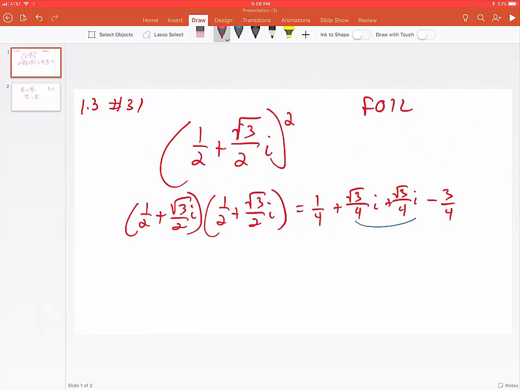And so this middle term then becomes square root of 3 over 2i, and 1/4 minus 3 over 4 is -2/4. So it's -2/4 plus the square root of 3 over 2i, which is going to be -1/2. I'm going to reduce that. -1/2 plus the square root of 3 over 2i, and that's the answer to number 31. Thank you.